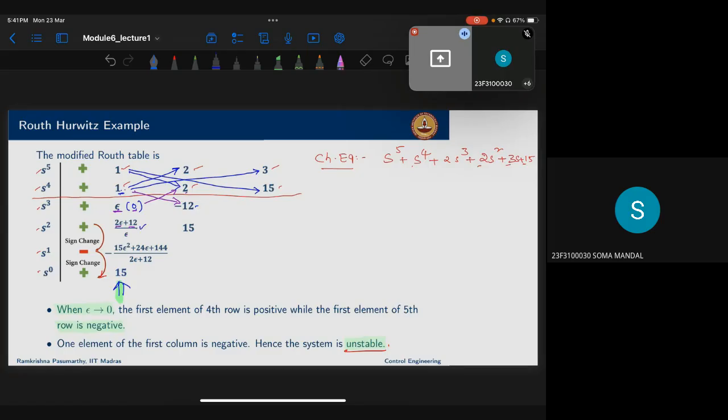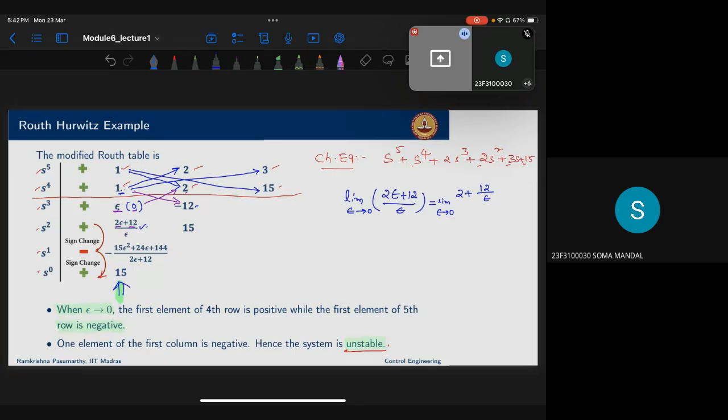So if you take the limit epsilon tending to 0, 2 epsilon plus 12 over epsilon, what is this value? Can you tell me? If you take that epsilon out, what you get is 2 plus 12 by epsilon, correct? This is the limit epsilon tending to 0. Am I correct? Yes, sir. So that will be a positive value. Okay, so positive value only.